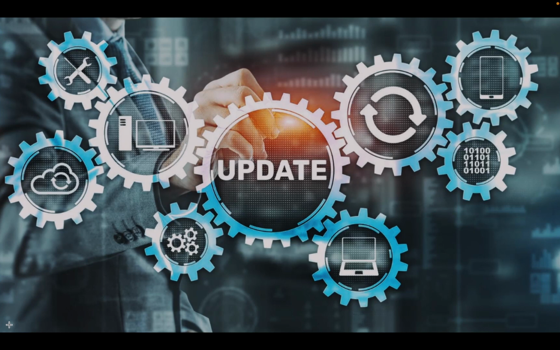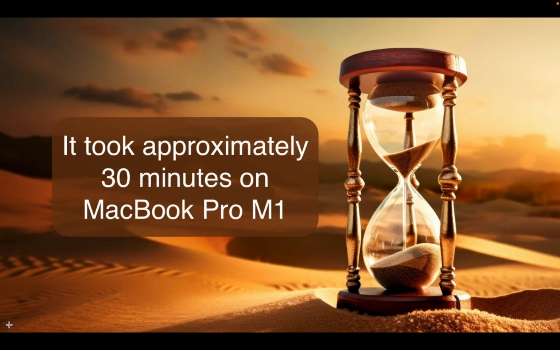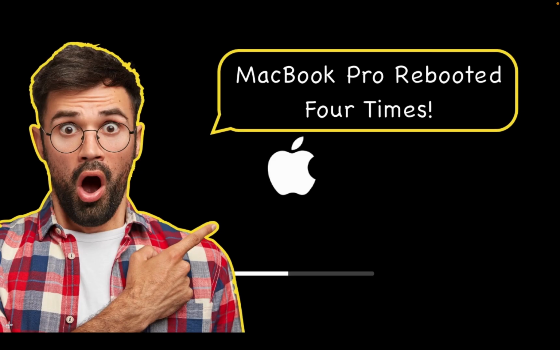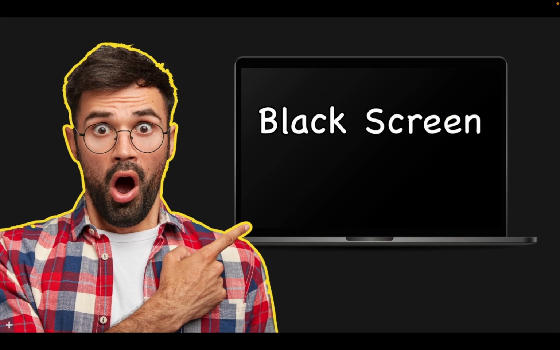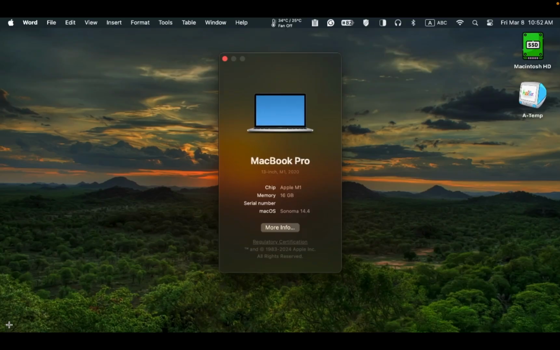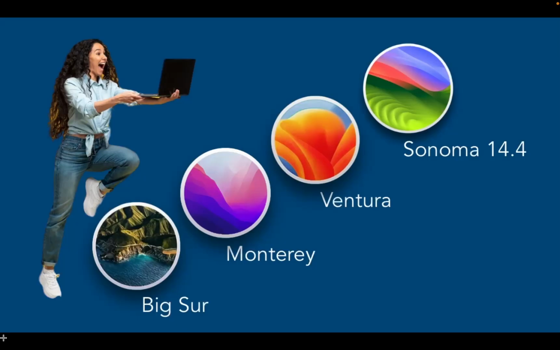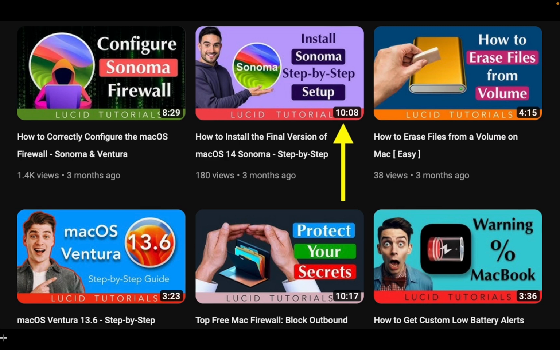The installation of macOS Sonoma version 14.4 is now complete, and it took approximately 30 minutes on my MacBook Pro M1. The Apple logo and a progress bar appeared 4 times throughout the installation, including 3 brief black screens. I didn't face any issues during the installation process, and I can now run macOS Sonoma 14.4 on my M1 MacBook Pro. If you are considering upgrading to macOS Sonoma, check out my step-by-step installation tutorial.